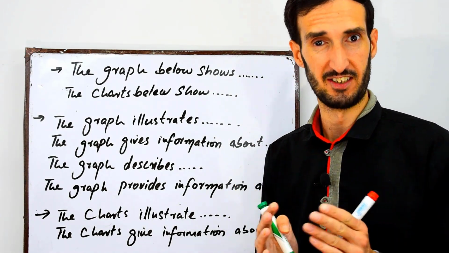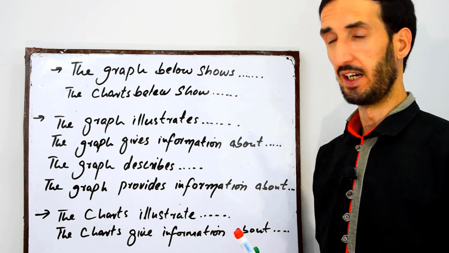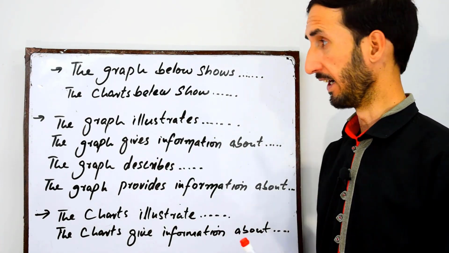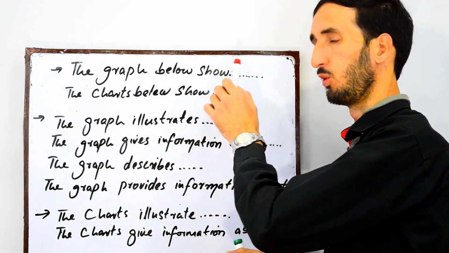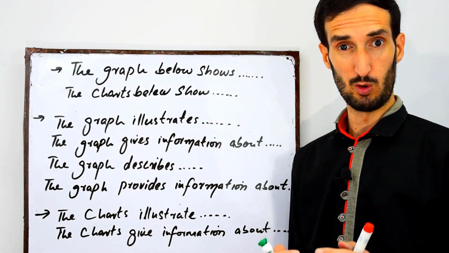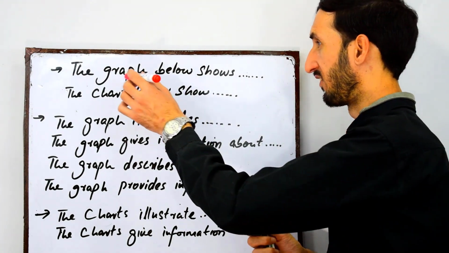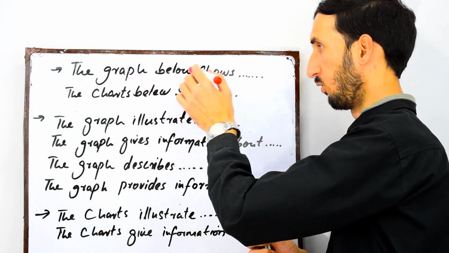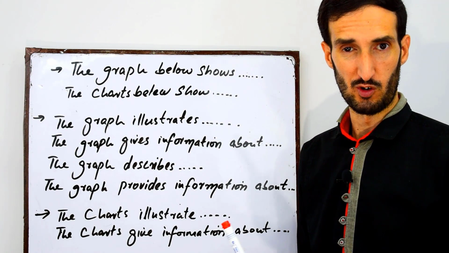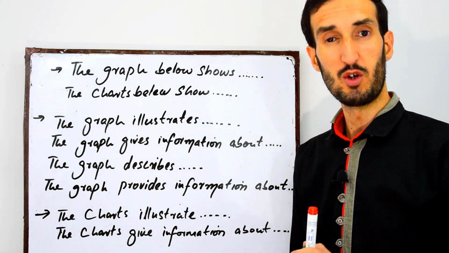Let's get started. At first you will have a topic there. For example, your topic will be like that: "The graph below shows." Your topic will start from here. And if you have this one, "The graph below shows," you have to paraphrase. How will you paraphrase? What do you have to do?